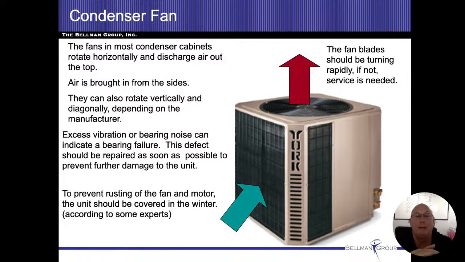Same thing with the blower fan on top. This should be moving a lot of air so we can get that air flowing across the coil. No squeaks, no sounds, nothing else like that.